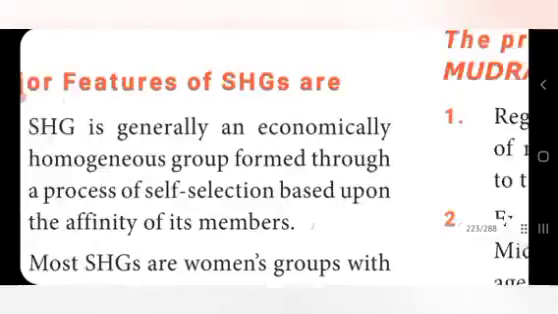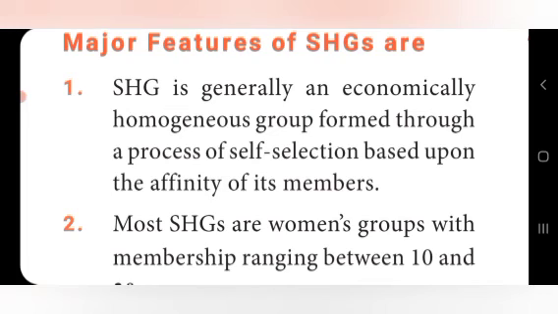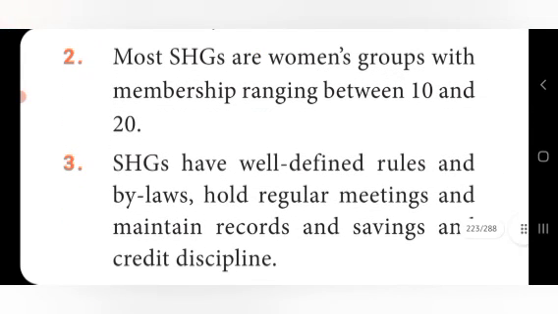The next topic is major features of SHG. An SHG is generally an economically homogeneous group formed through a process of self-selection based upon the affinity of its members. The members are homogeneous, the same like a financial group. Economically they are at the same level, and the living standard is also the same. The members are selected like that. Most SHGs are women's groups with membership ranging from 10 to 20.